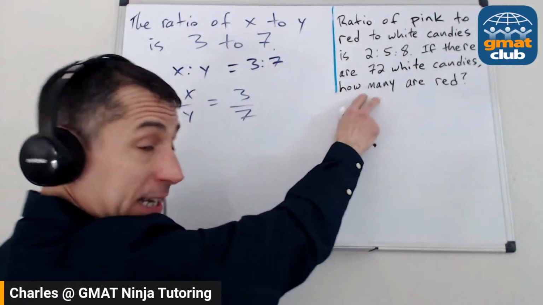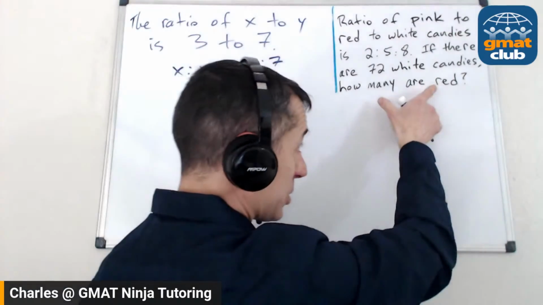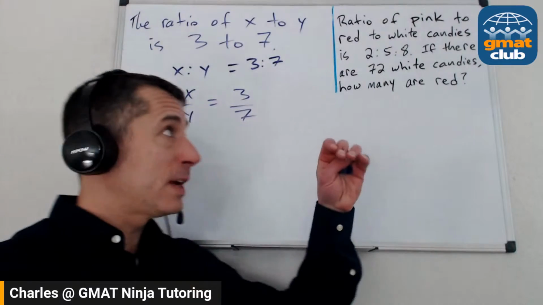Okay, let's get into something that cuts more to the heart of what you're actually going to see. You're going to see plenty of this rolled into questions. You might see a question that looks just like this, not a hard question. But let's say we've got a ratio of pink to red to white candies.